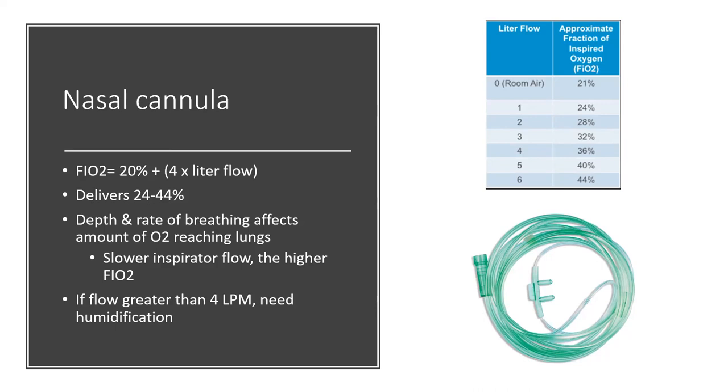So what are some of the important concepts to remember when you're using the nasal cannula? The standard nasal cannula delivers an FiO2 of between 24 to 44%, and this ranges from 1 to 6 liters per minute as a flow range. Whenever you are giving oxygen, for each liter of flow, you're going to increase the FiO2 by 4%. So what do I mean by that?